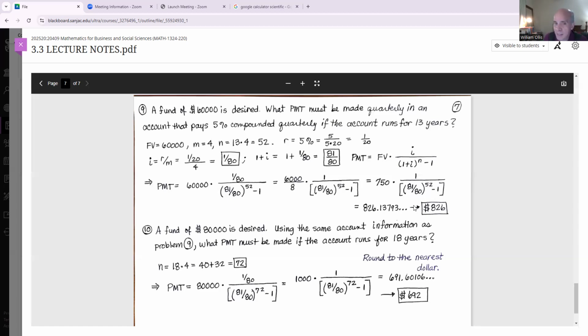So again, $60,000, a larger amount of money. And so you're thinking, okay, for 13 years, I'm going to make 52 payments of $826, and I will have accrued $60,000. So again, just like the last problem, you can compare other things here and figure out how much money you actually earned. That's the easy part of the problem.